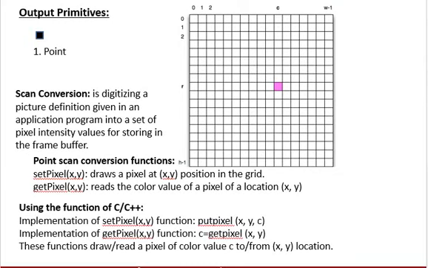Using the functions of C and C++. Here we have declared how to use those functions in C and C++. In set pixel, we use put pixel, meaning to put the color where x, y is the position and c is the color value. In get pixel, x and y are just the position.